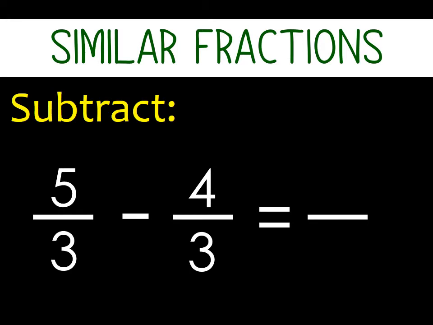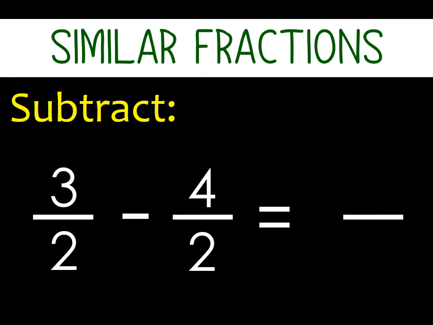Next, subtraction of similar fractions. I have 5 over 3 minus 4 over 3. So, ganun din yung process. We simply subtract. Dahil nasa subtraction na tayo, isusubtract natin. So, 5 minus 4 is equal to 1 and copy the denominator 3. So, the answer is 1/3.